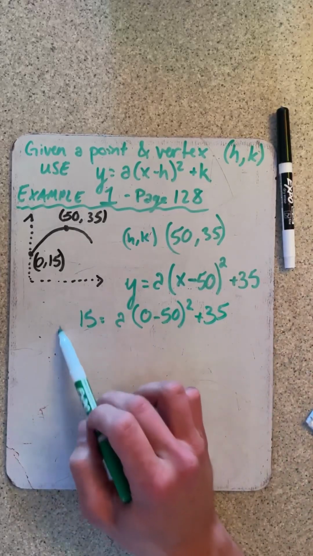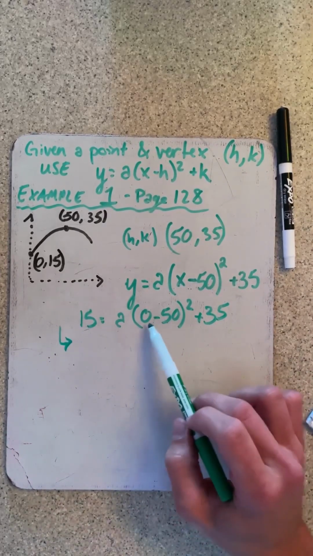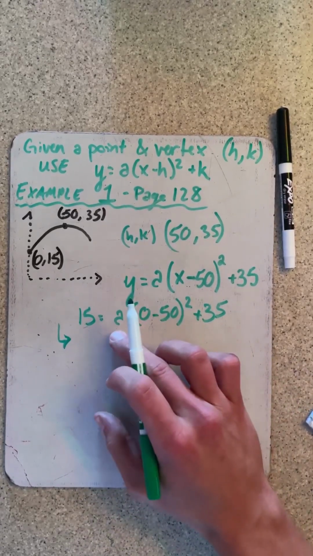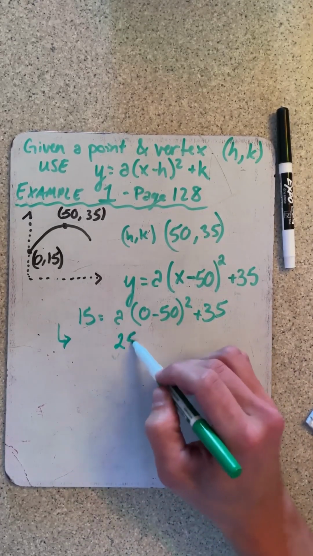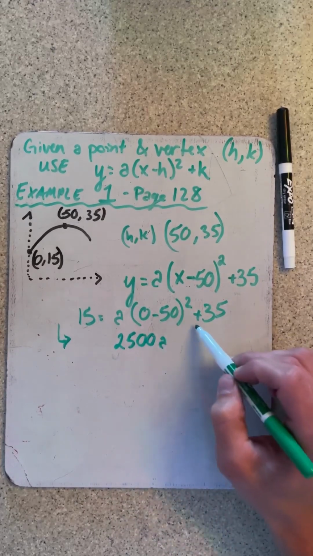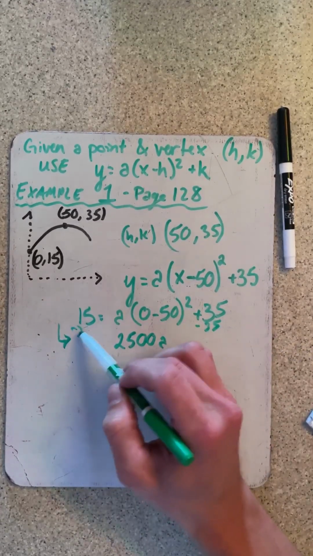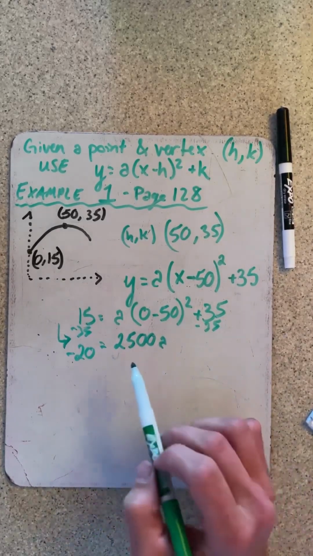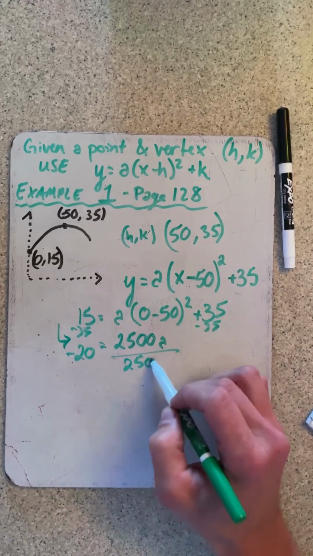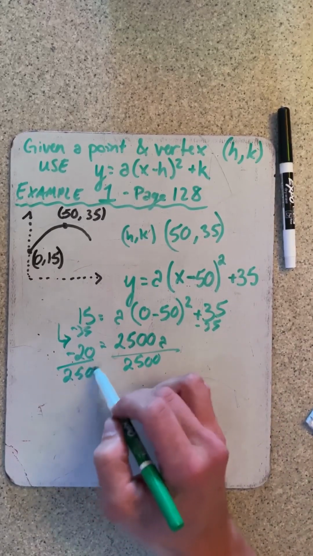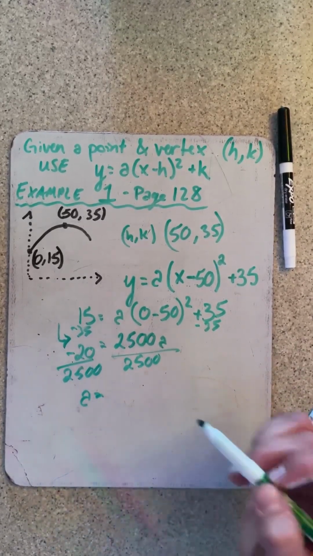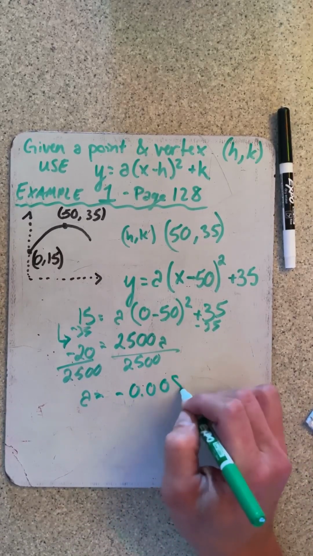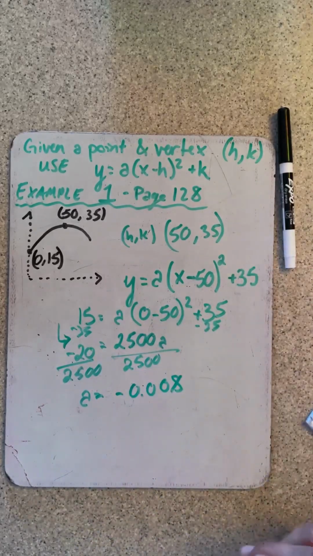Okay, so what we're going to end up doing, I'm kind of speed running this. Negative 50 squared is going to be 2,500. So we got a, well, let's do this. 2,500 times a. If I minus 35 on both sides, I'm going to get equals negative 20. So I divide by 2,500, divide by 2,500, and you're going to get a is equal to negative 0.008. That's when you turn the page in your notes.